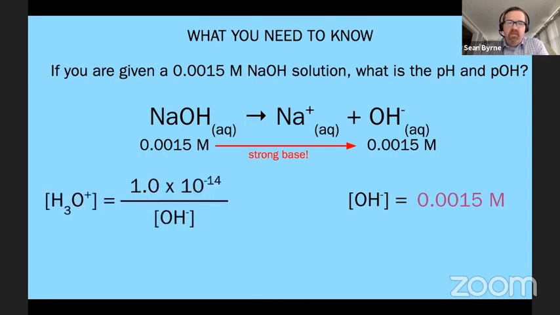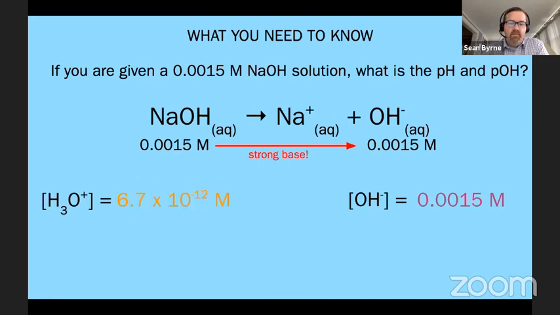Similar, but slightly different from what we did earlier, our concentration of hydroniums is 1.0 times 10 to the minus 14th divided by that hydroxide ion concentration. And so that's equal to 0.0015, giving us a hydronium ion concentration of 6.7 times 10 to the minus 12th. We're almost there. We're going to look at our pH to give us our final answer. Our pH is equal to the negative log of our hydroniums, which is equal to 11.18.